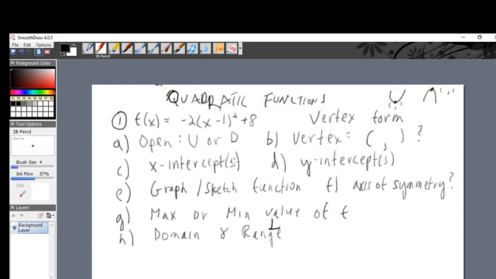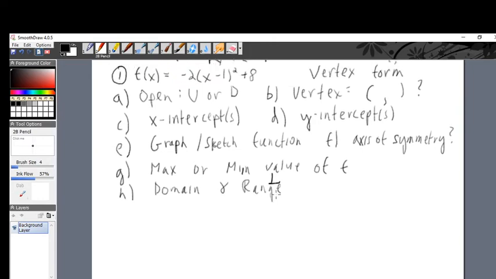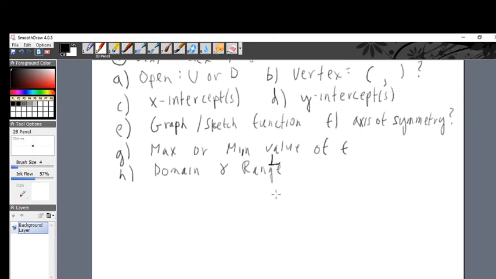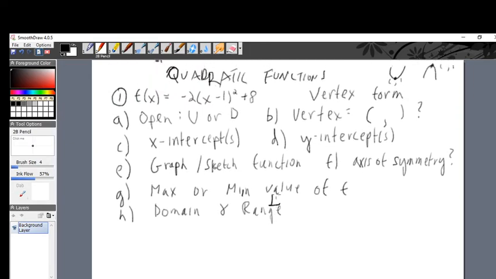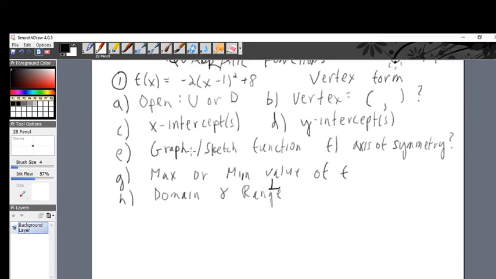Wait a second. Sorry about that mess there. I'm trying to get my paper to go up. Oh, there we go. No, I want to see the function and I want to see all the questions. It's hard to get this thing to cooperate, but I'm going to try it again. Okay, good.